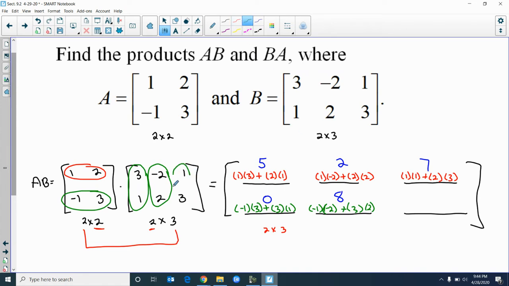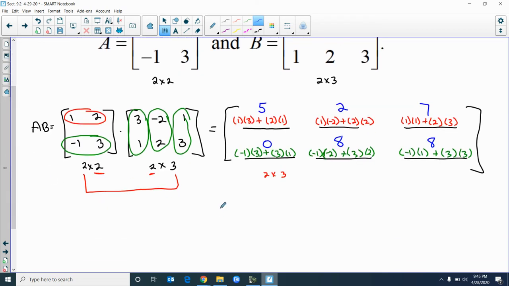And now go to the third column. So -1 times 1 plus 3 times 3. And then when I combine those, I get -1 plus 9, which is 8. So here's my final answer. It is a 2 by 3 with 5, 2, 7, 0, 8, 8. Okay, that is our product, AB.